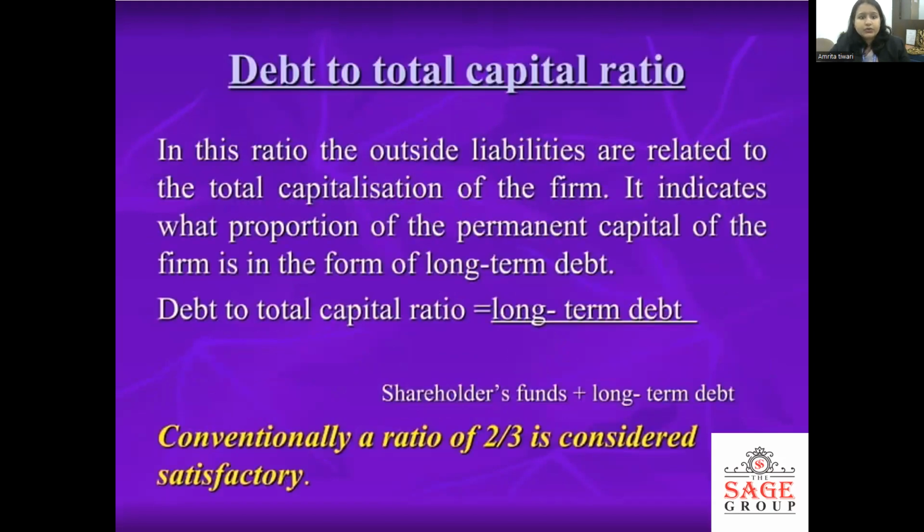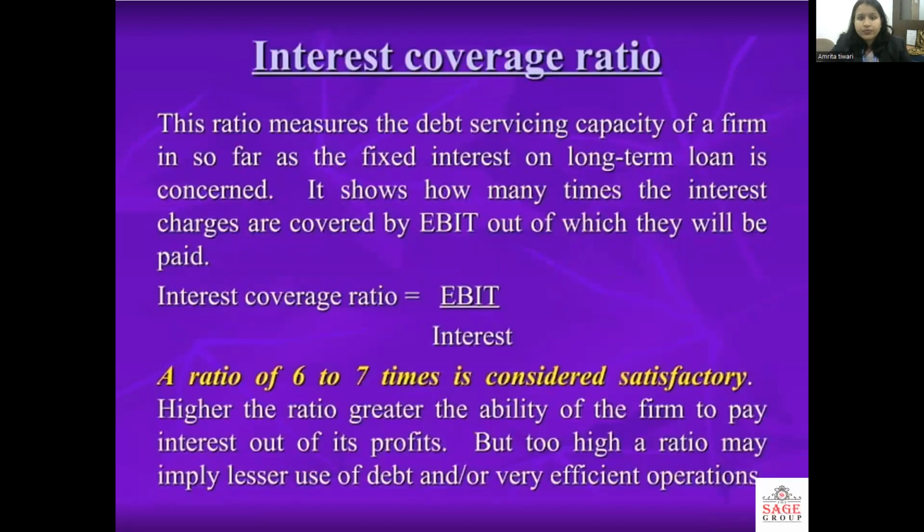Debt to total capital ratio. In this ratio, the outside liabilities are related to the total capitalization of the firm. It indicates what proportion of the permanent capital of the firm is in the form of long-term debt. Debt to total capital ratio is long-term debt upon shareholders' funds plus long-term debt. Conventionally, the ratio considered is 2/3, that is 2:3.